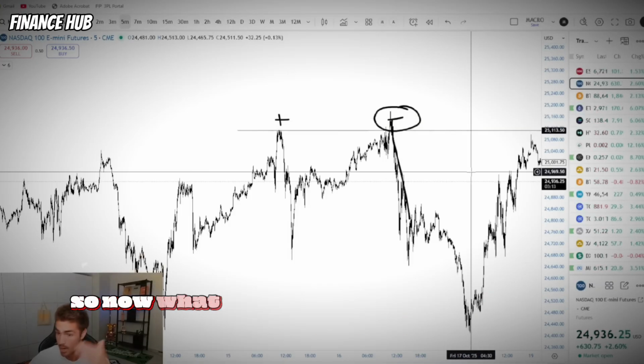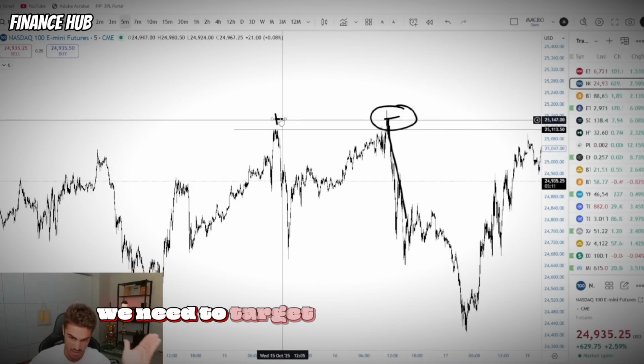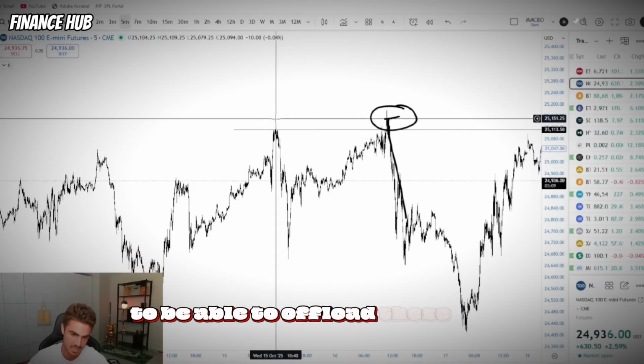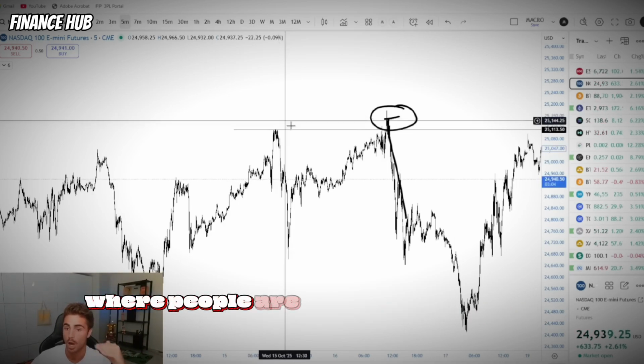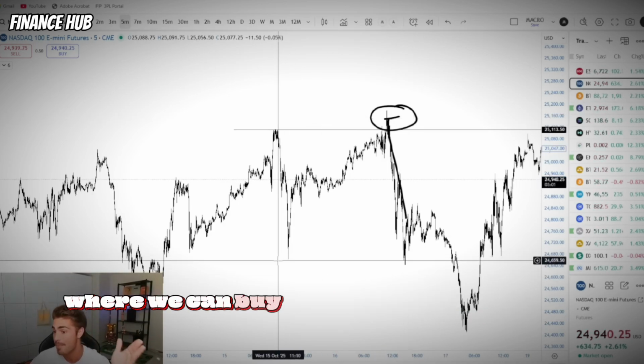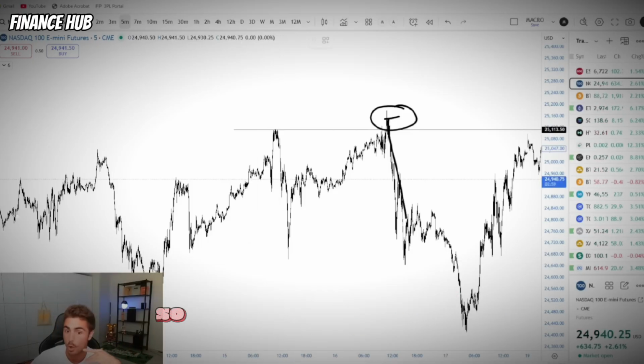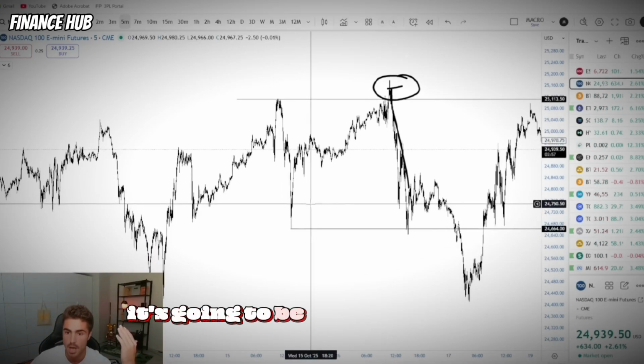So now what are we going to be looking to target? We need to target a draw on liquidity to be able to offload these sells. So we need to push price down to a point where people are going to be willing to sell, where we can buy back the positions for a profit. So where is that going to be? It's going to be underneath lows.